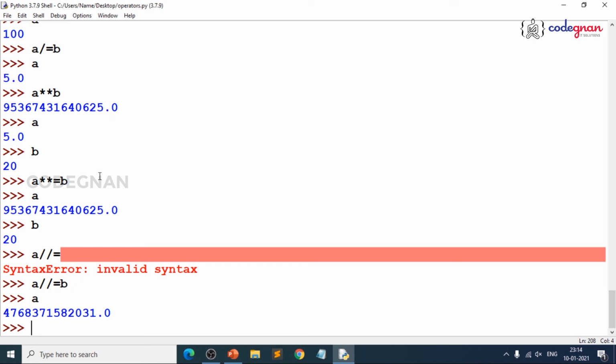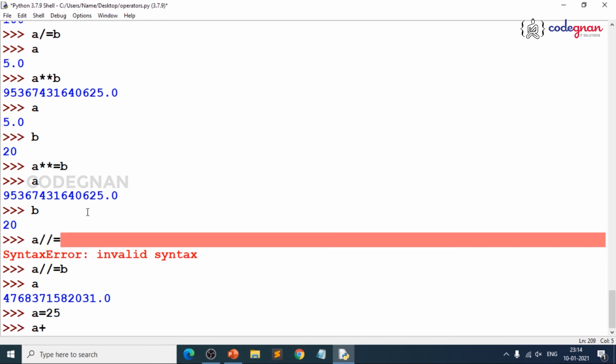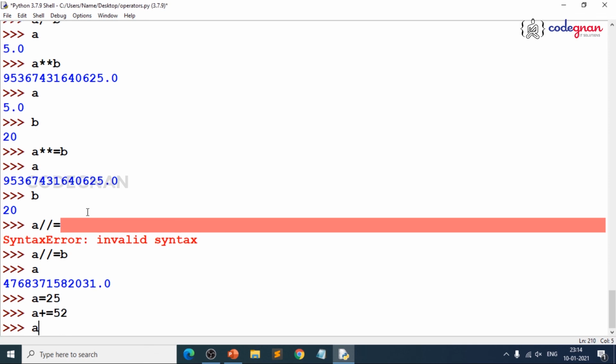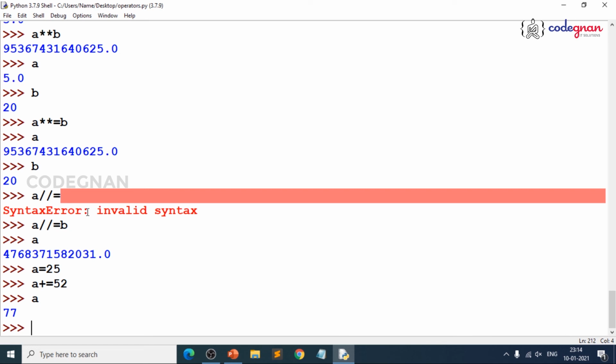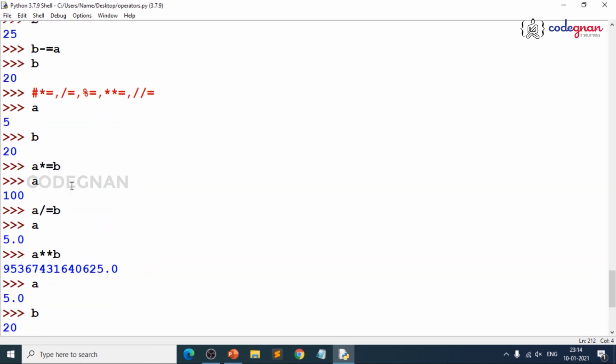All of these 8 assignment operators play a very key role. Don't get confused. Always make sure, if you are trying to give A plus equal to 25, use space only before the equal to symbol, because you are assigning. Now A value is 25 plus 52. You are assigning it is equal to. When you compare, it is equal to, you are just comparing on both the ends. So this is all about assignment operators.